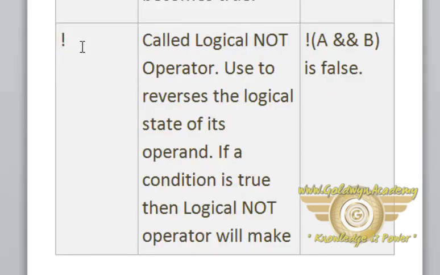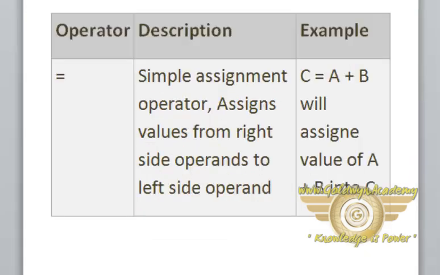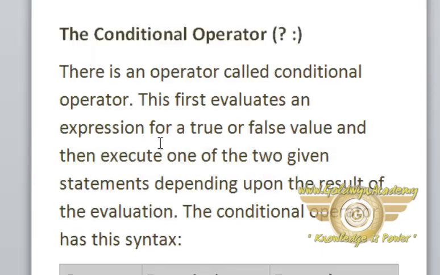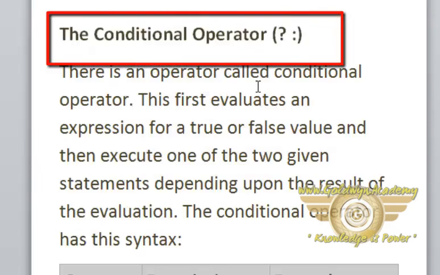This is the logical NOT operator, which is used to reverse the logical state of its operand. If a condition is true, then the logical NOT operator will make it false. Next, the assignment operator, which is used to assign values from the right side operand to the left side operand. Next, the conditional operator.